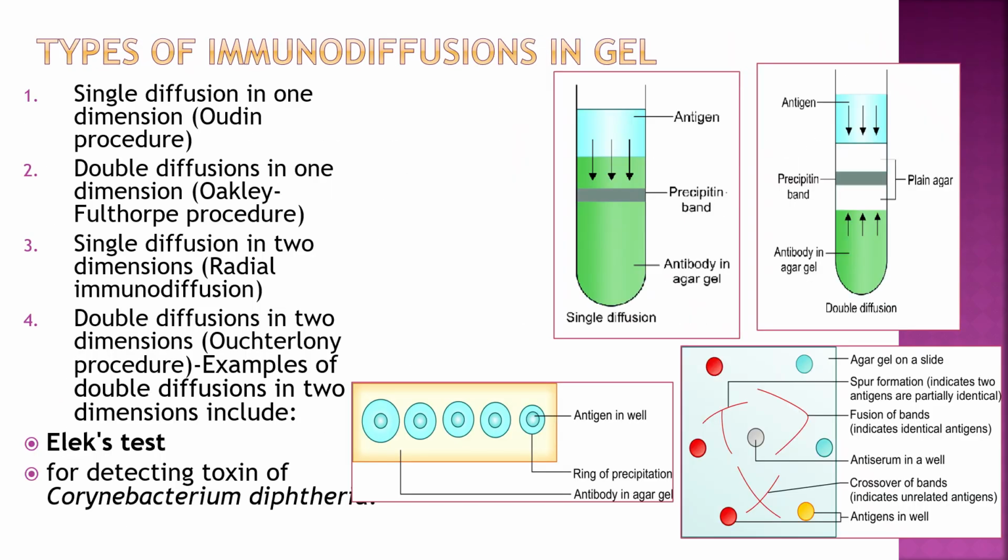Types of immunodiffusion in gel. First is single diffusion in one dimension, the Oudin procedure. Double diffusion in one dimension, or Elek-Oakley procedure. Single diffusion in two dimensions, radial immunodiffusion. Double diffusion in two dimensions, the Ouchterlony procedure. An example of the last is the Elek test for detecting toxin of Corynebacterium diphtheriae.